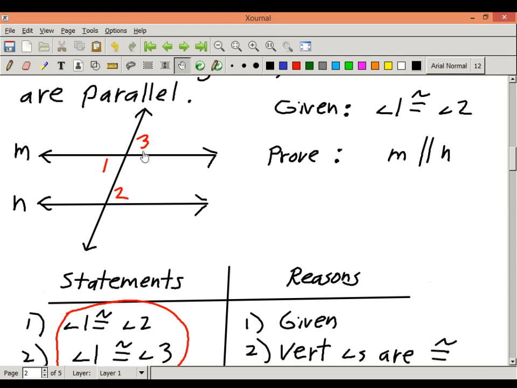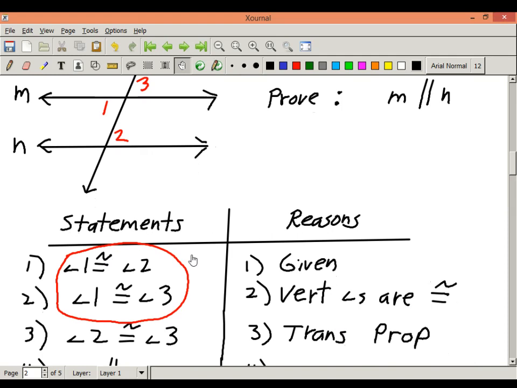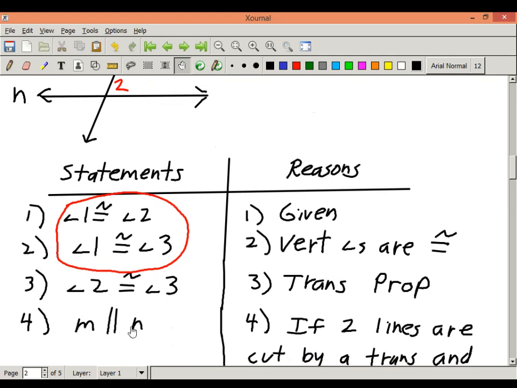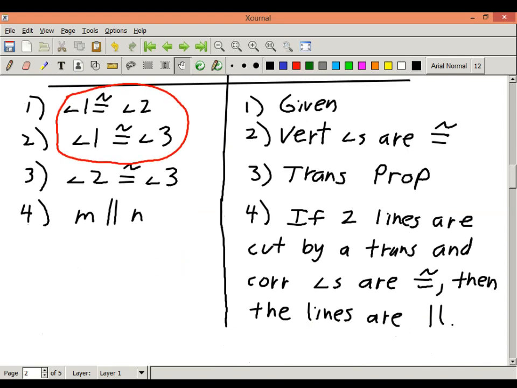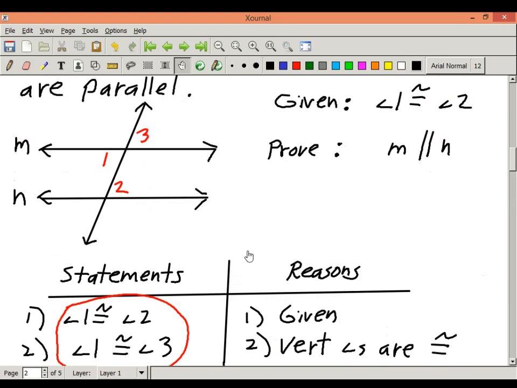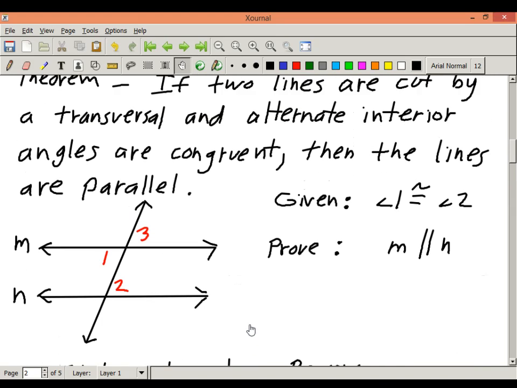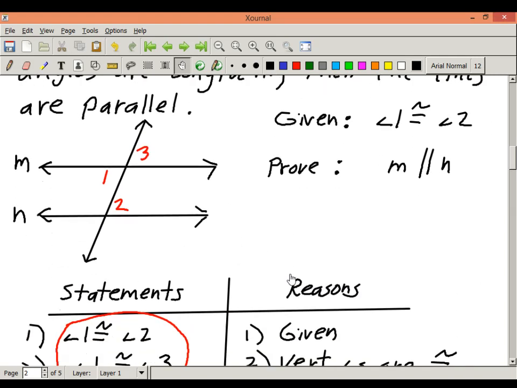Those are corresponding angles. So now we're going to use a postulate that we had at the start of the hour to prove our statement. So now we can conclude that line M is parallel to line N because if two lines are cut by a transversal and corresponding angles are congruent, then the lines are parallel. We satisfied the hypothesis. We showed that two lines cut by transversal, we showed that the corresponding angles are congruent. So the conclusion is then the lines are parallel. And so we have proven our theorem. If two lines are cut by transversal and alternate interior angles are congruent, then the lines are parallel. The other two proofs are going to be similar to this one.